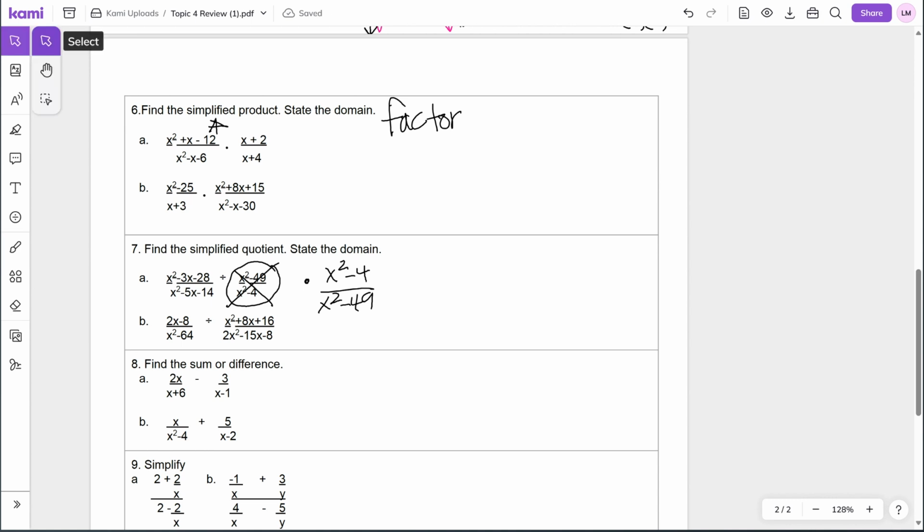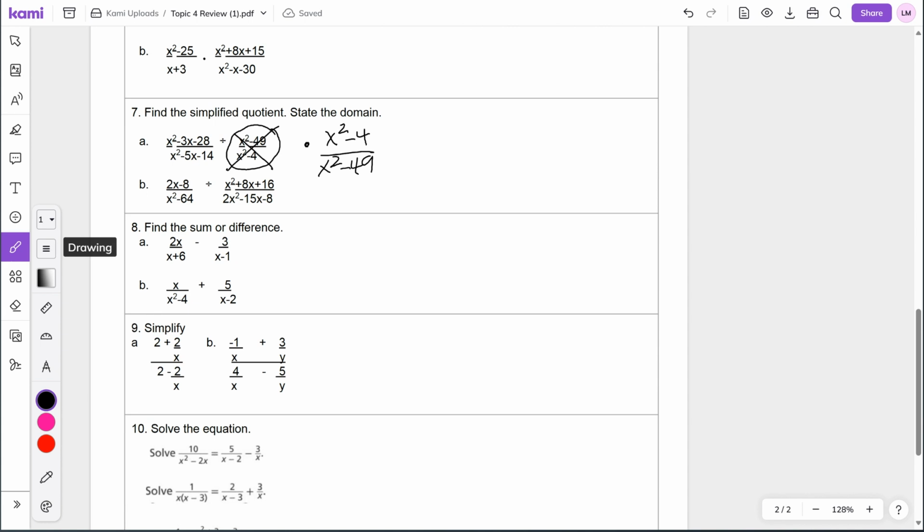All right, on number 8, we need common denominators. So I look to see, okay, I don't have another one of these and I don't have another one of that. So I multiply them together for my new denominator. So there's the new denominator on the first fraction, and here's the new denominator on the second fraction. And I usually change this to an addition sign and put the sign on the number.